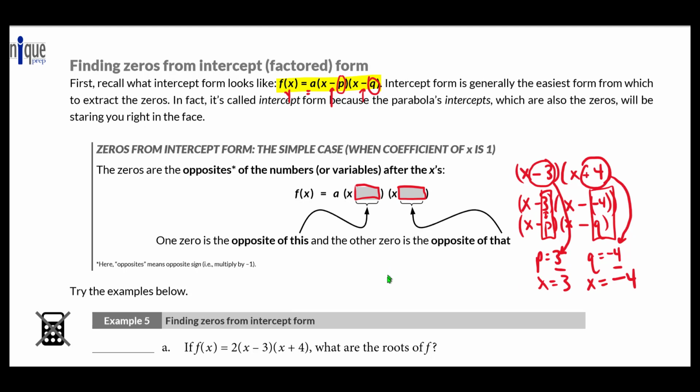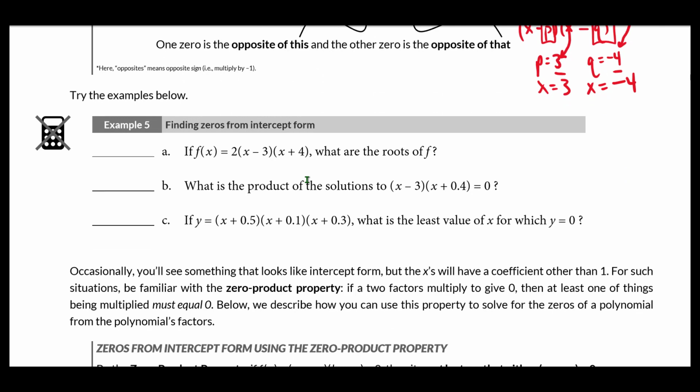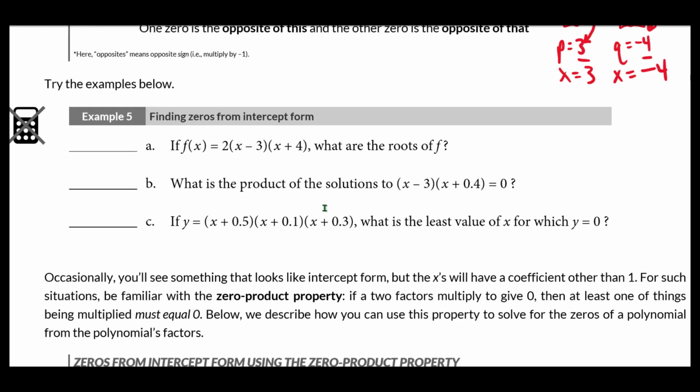So in the case of example number 5, let's go ahead and look at this example. You might want to do this one on your own. Pause the video and come back and join us when you are finished. So in example 5a, we have the function f of x equals 2 times x minus 3 times x plus 4, and we want the roots of f. Remember that roots are exactly the same thing as your zeros or your intercepts.